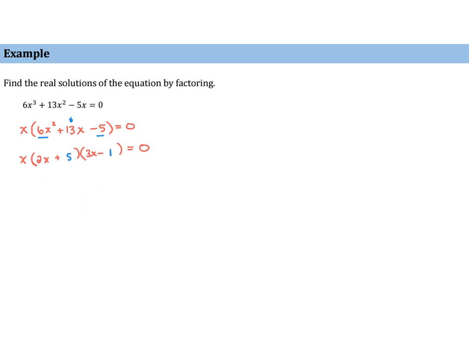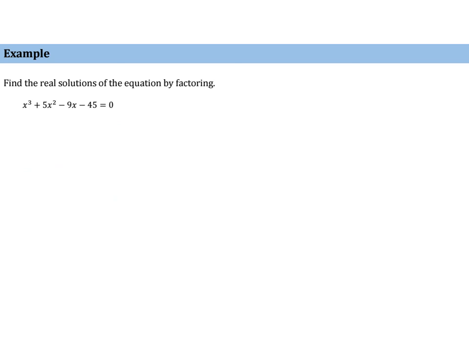Now, we have three quantities that are multiplying to give 0. That's only possible if at least one of them is 0. So x equals 0, or 2x plus 5 equals 0, or 3x minus 1 equals 0. This would mean x would equal -5/2, and this would be x equals 1/3. So our answer is x equals 0, -5/2, or 1/3.